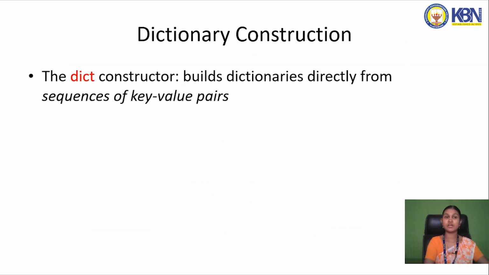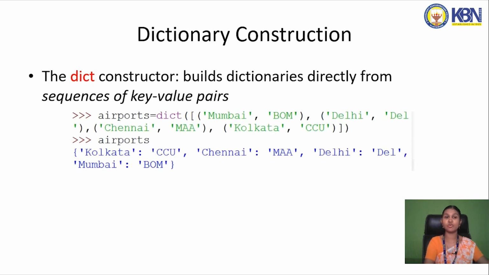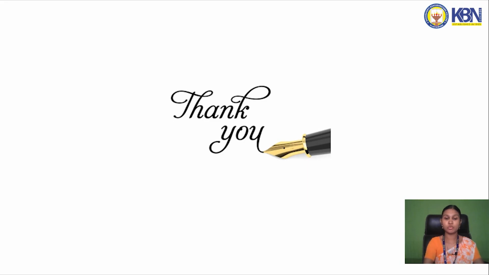And dictionary construction. dict is the function in the dictionary. It takes a sequence of key value pairs directly. I am taking airport as the variable. Here dict is the function name. In this function, Mumbai BOM is the key and value, Delhi DEL, and Chennai MAA, Kolkata CCU. The first one is the key and the second one is the value. I am displaying the airport value. Thank you.